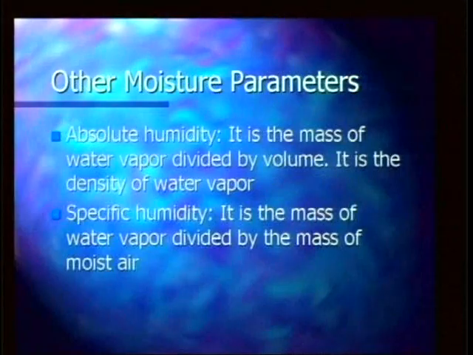We'll look at some other moisture variables in meteorology, the absolute humidity and the specific humidity. The absolute humidity is the mass of water vapor divided by the volume. So it is the density of the water vapor. And the specific humidity is the mass of water vapor divided by the mass of moist air.